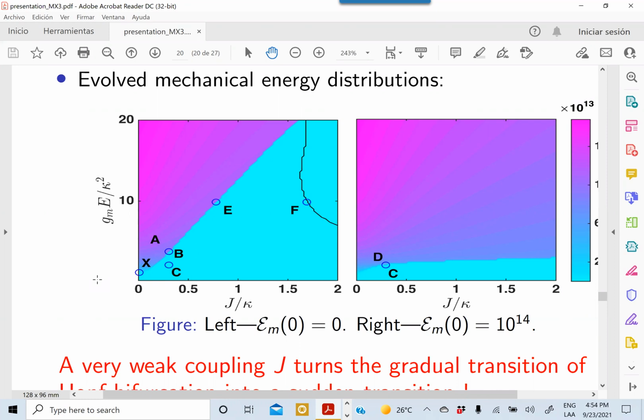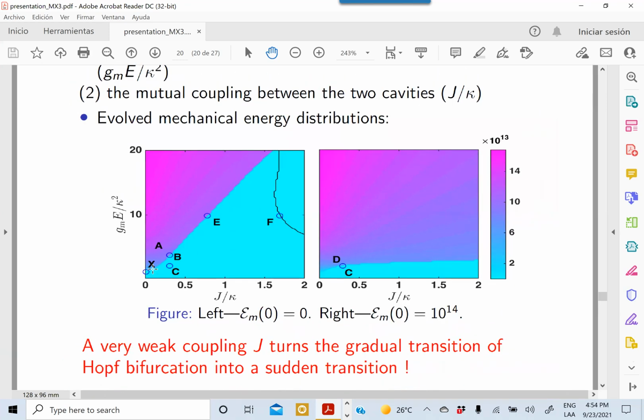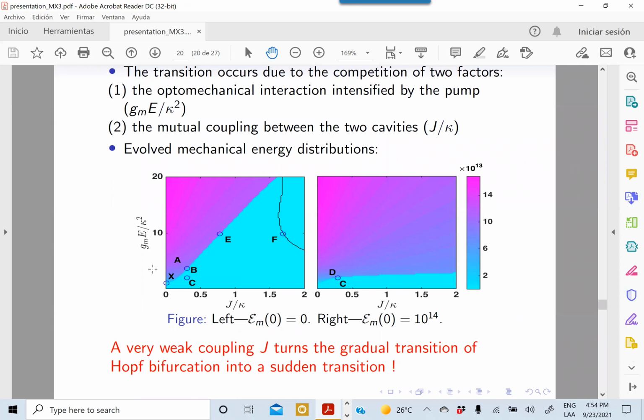However, if there's coupling to the second cavity, even if the coupling is very tiny, the J value is very tiny, like 0.0 something, the transition around here, around X, is still sudden, very sudden. A sudden jump from the lower value to a high value, just like you go up to a skyscraper immediately, something like that, very quick. This is a special mechanism for the coupled cavity. Very interesting, and it's also very useful for some applications.